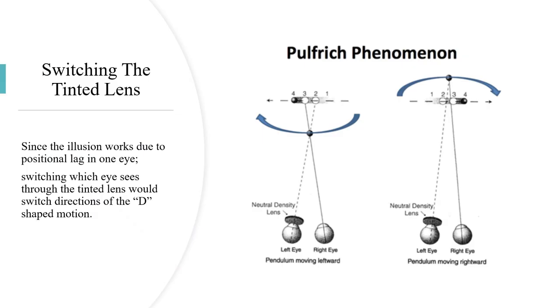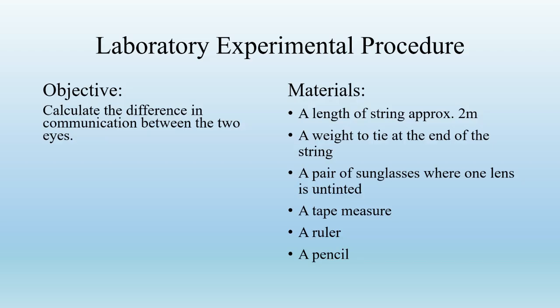Since the basis of the illusion works due to the positional lag in one eye, switching which eye sees through the tinted lens results in the D-shape switching directions from clockwise to anticlockwise or from anticlockwise to clockwise. The aim of this laboratory experiment is to calculate the difference in communication between one's eyes.